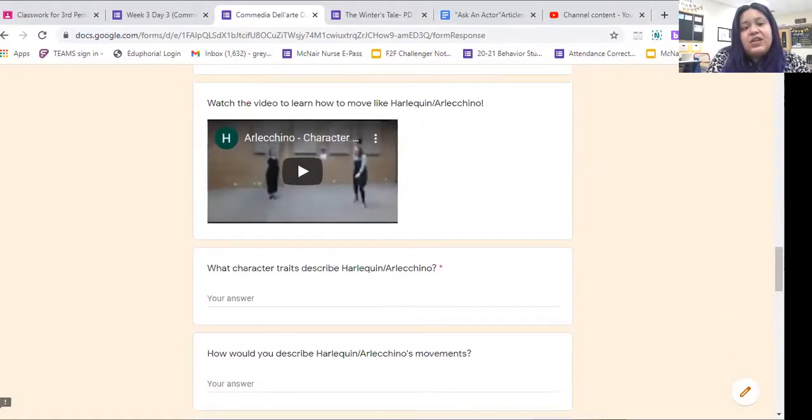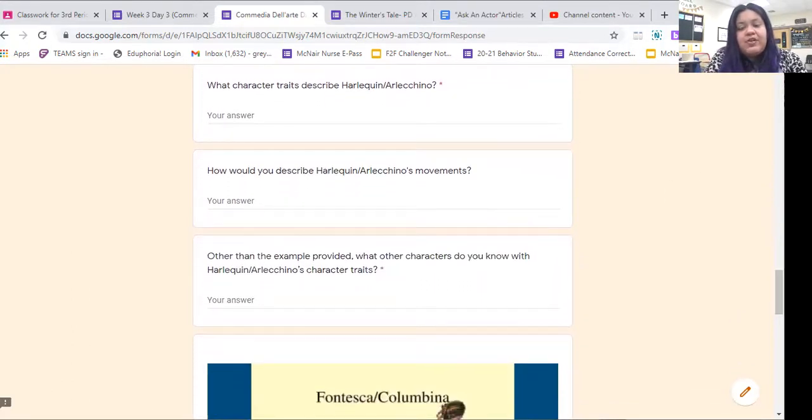You'll do the same thing that you did for Capitano. You'll watch the short video showing the movements for Arlecchino, and then you will answer what character traits describe them, as well as describing their movements, and then try to think of an example of a sidekick, joker, clown type character.